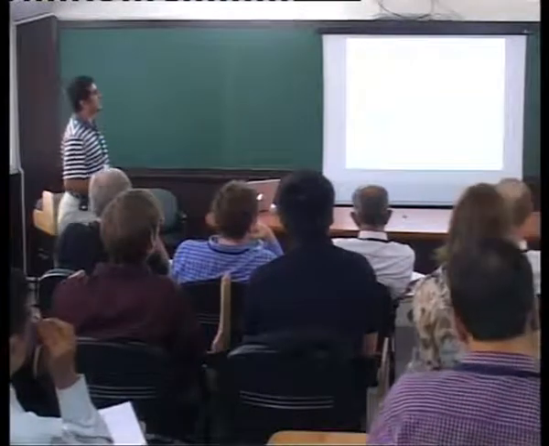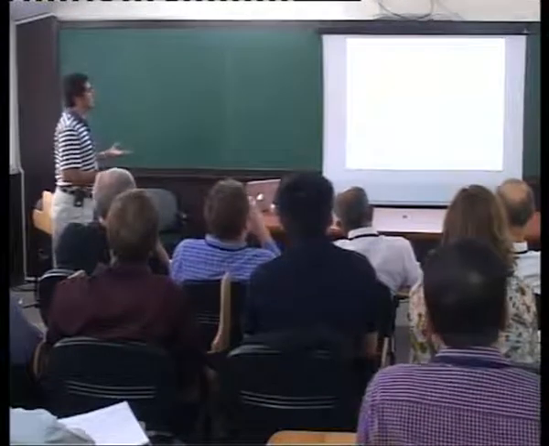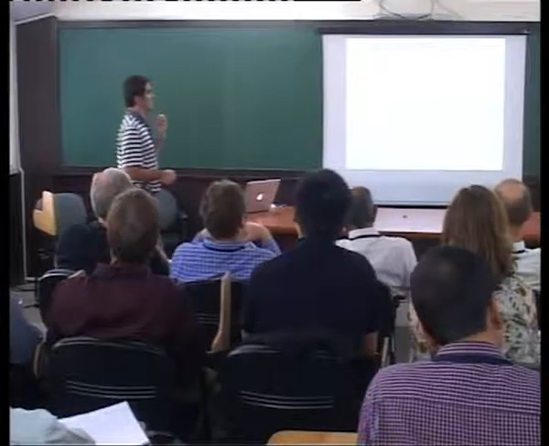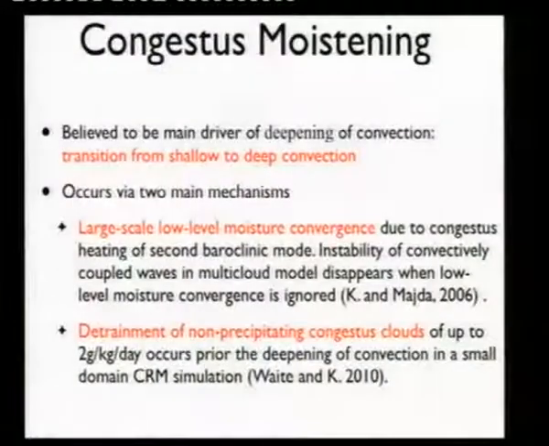I was talking about the congestus moistening. I told you that we believe this is the main driver of the deepening of convection. What makes the transition from shallow to deep is this congestus mode, and it does it from large-scale, low-level moisture convergence because of the low-level heating. This is the main idea when we came up with the model in 2006, and we tested it there. When we removed the large-scale convergence in the model due to congestus heating, namely from the second baroclinic mode, the instability of Kelvin waves, or gravity waves that look like Kelvin waves, disappears. It's very important. It's the main mechanism.